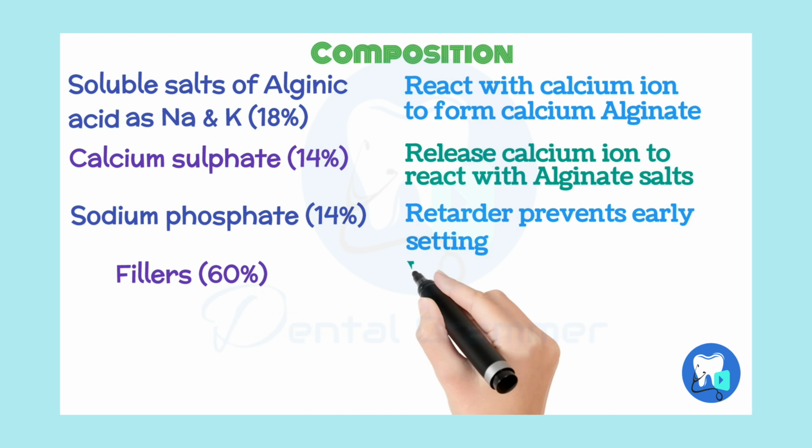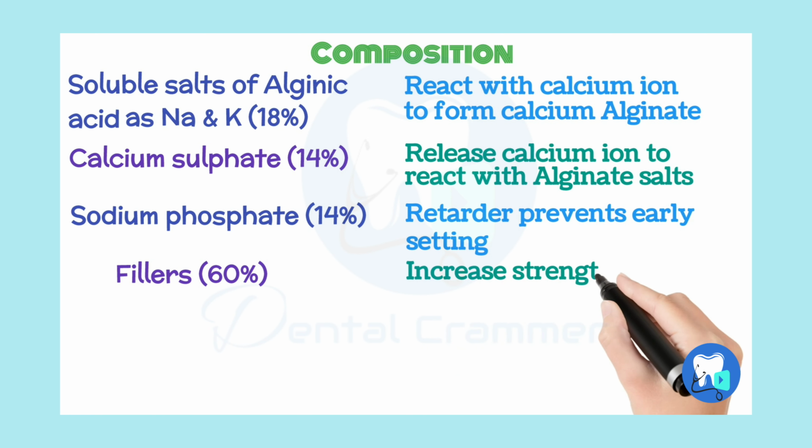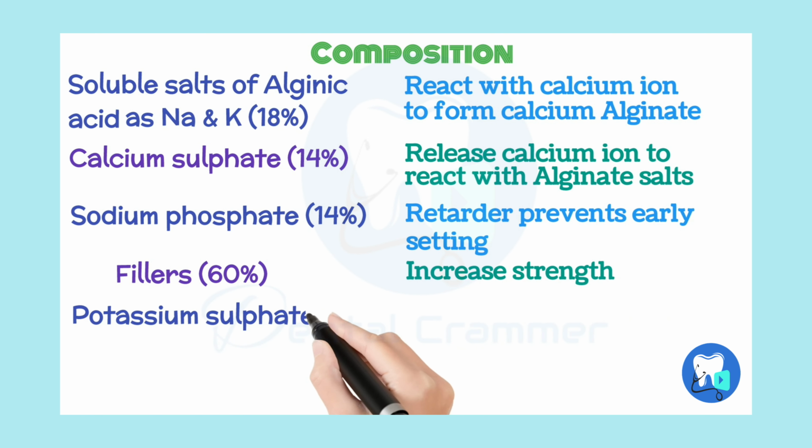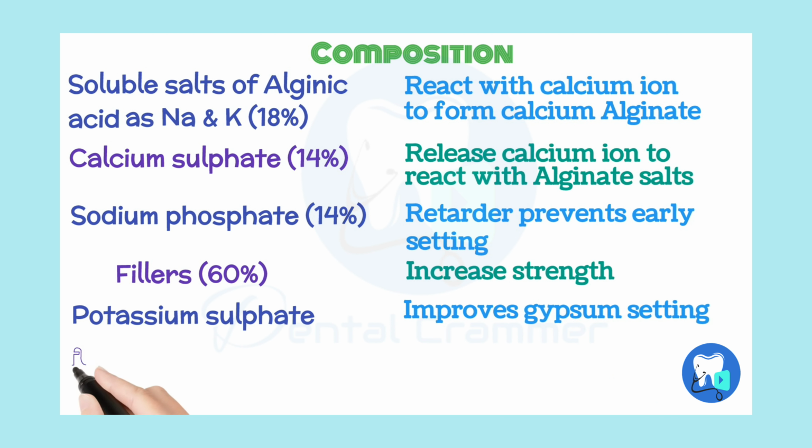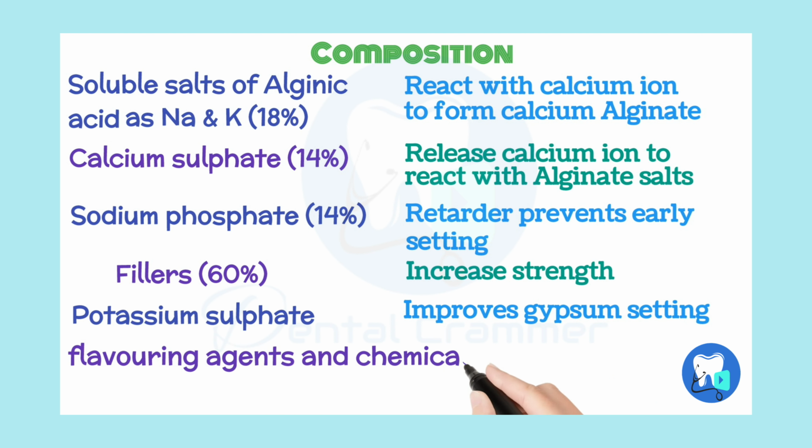Fillers in the form of diatomaceous earth and zinc oxide increase the strength and stiffness of the impression. Potassium sulfate improves setting of gypsum, flavoring agents improve the taste, and chemical indicators change the color of the mixture, indicating different stages of manipulation.